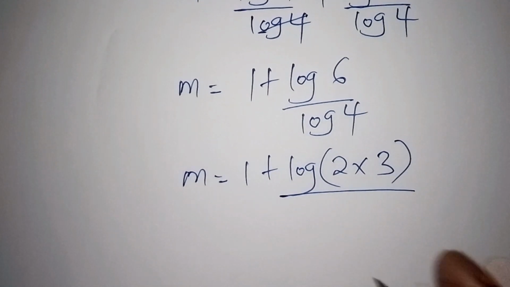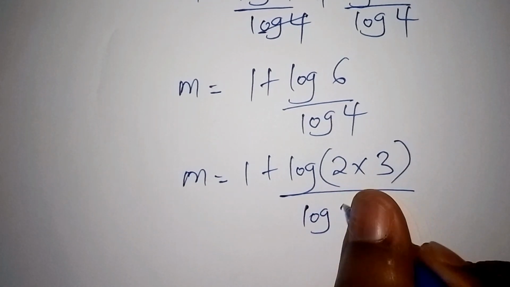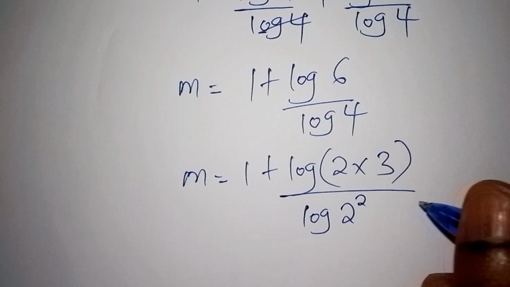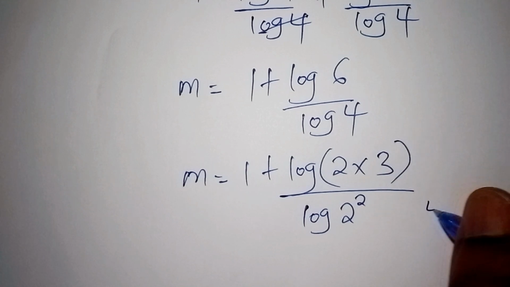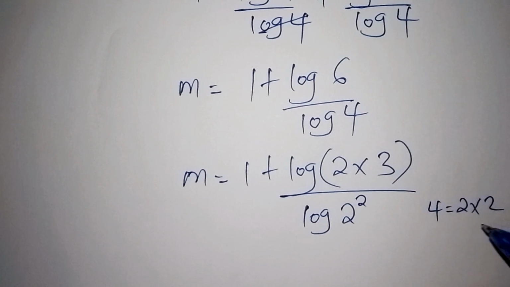The log of 4 can also be written as the log of 2 to the power of 2, meaning that suppose we have 4, 4 equals 2 multiplied by 2, and now we shall have 2 to the power of 2.